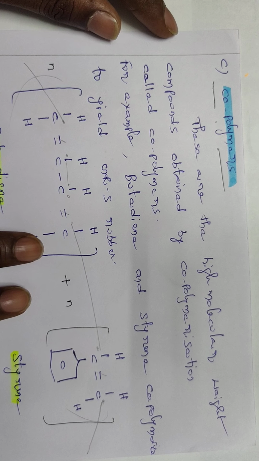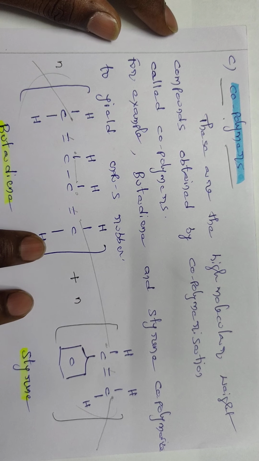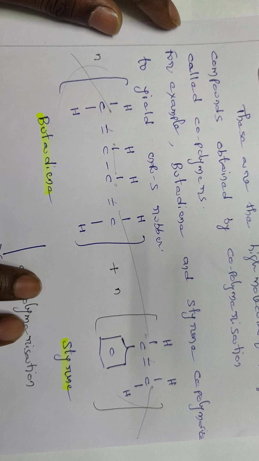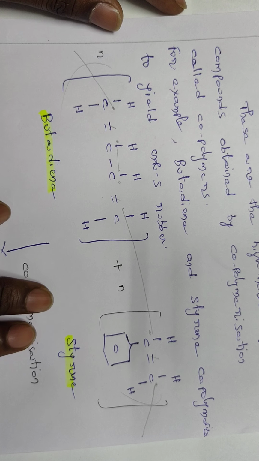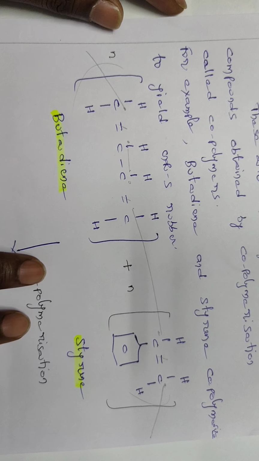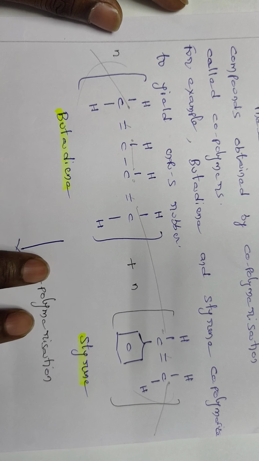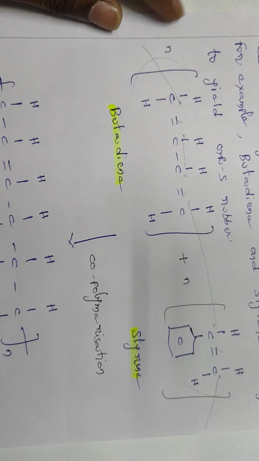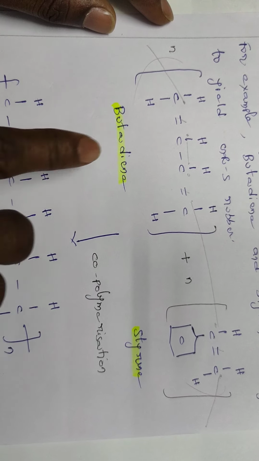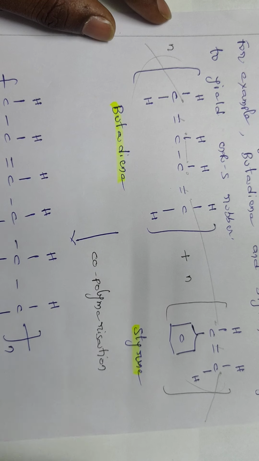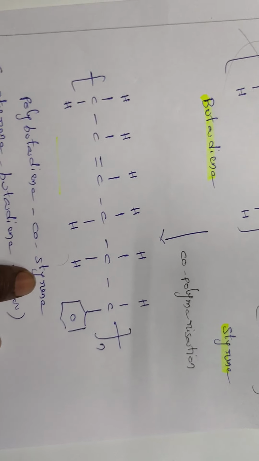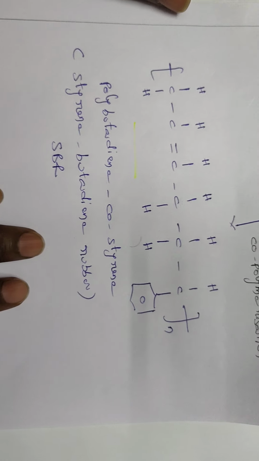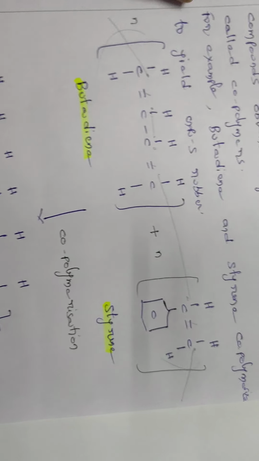And then copolymers. These are the high molecular weight compounds obtained by copolymerization. Okay. Here it is a combination of several molecules of two or more different monomer units, but without elimination of any byproduct molecules. For example, if you observe styrene butadiene rubber, it is a combination of several molecules of butadiene and styrene. So here there is no byproduct. Okay, without elimination of any byproduct molecules. So it is copolymers.